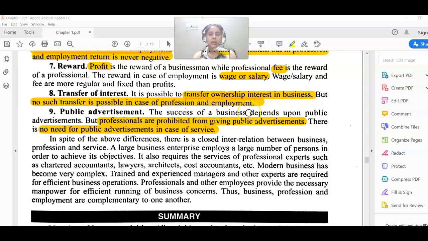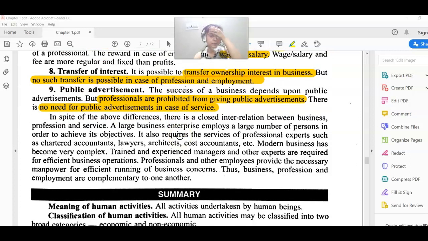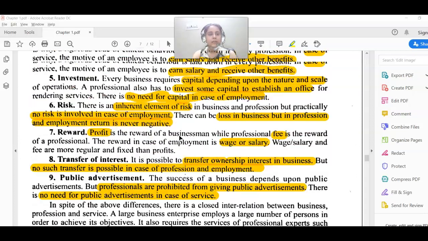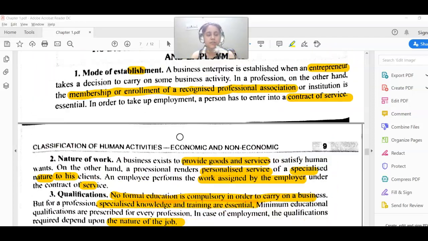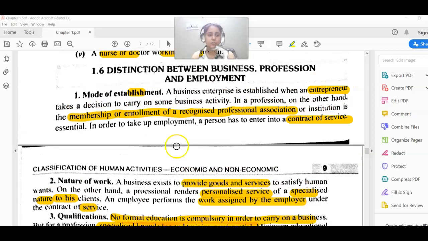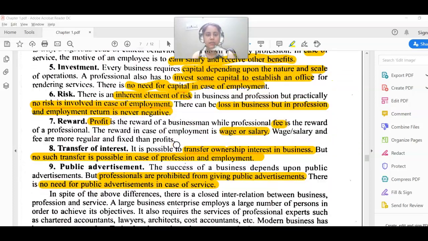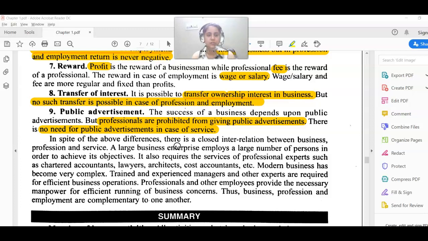Public advertisement. Businesses require public advertisement. It is important for them to advertise, but professionals cannot do it. It is not in their code of conduct. The code of conduct from every institute doesn't allow you to advertise yourself. The same is true, there is no public advertisement in case of services also. So there are differences in these three economic activities, business, profession, and employment, but these three are much complementary to each other. They have a close interrelation between each other as well.